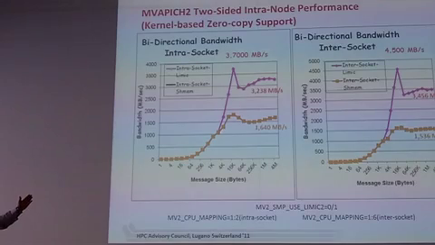See some numbers here. This is a two-sided test. And typically, we use this kernel module for large message sizes. If you look here, the basic shared memory gives you only 1640 megabytes per second. If you use the kernel module, you almost double the bandwidth, okay? Because we are trying to eliminate one copy. The same thing happens also for bidirectional.